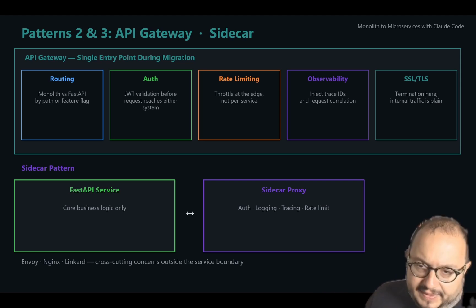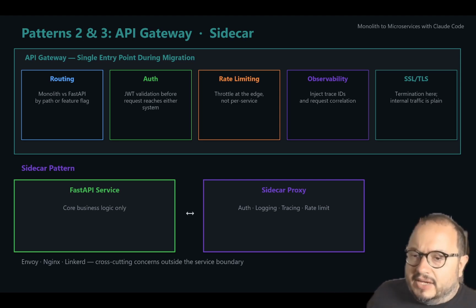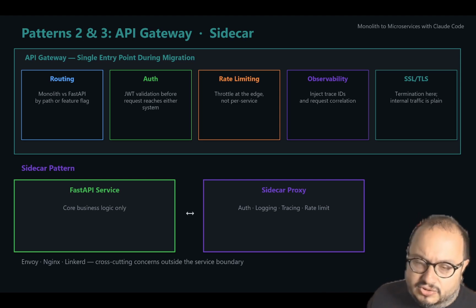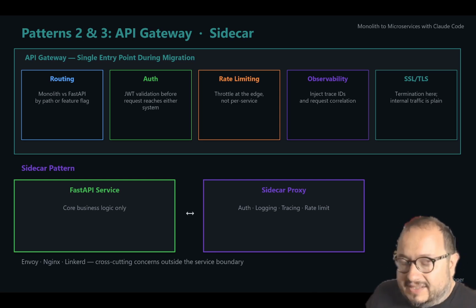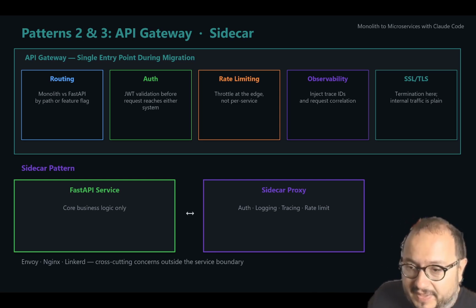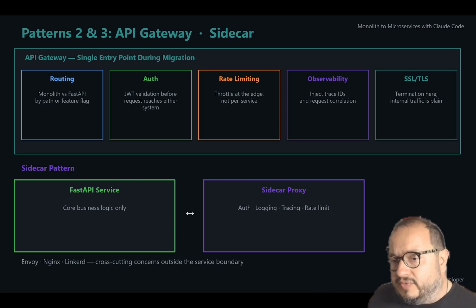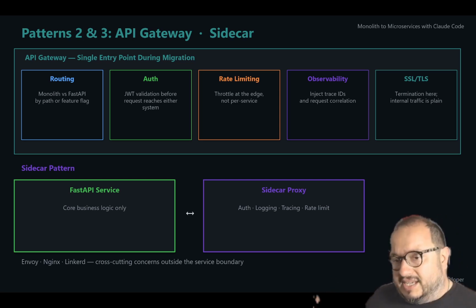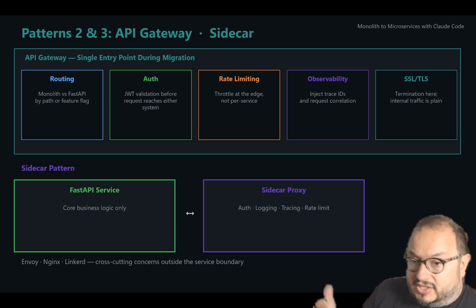The sidecar pattern solves a related problem. When you extract a module, you also need to extract its cross-cutting concerns: logging format, distributed trace injection, authentication token validation. If each FastAPI service reimplements these, you get inconsistency. The sidecar pattern moves these concerns into a lightweight proxy that runs alongside the service. The service talks to its sidecar, and the sidecar handles the cross-cutting work.